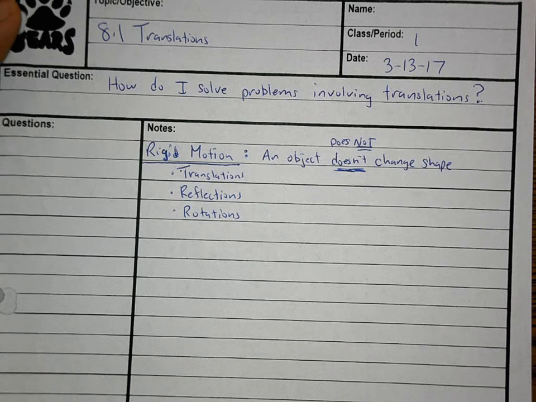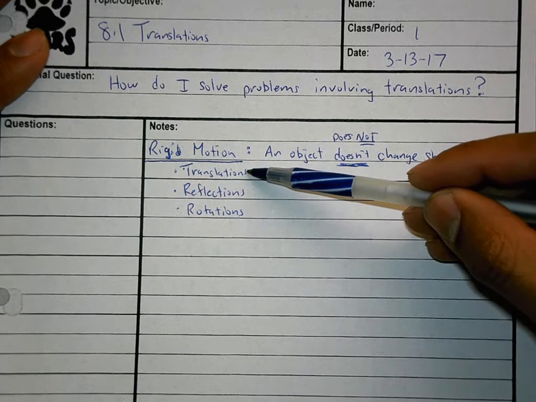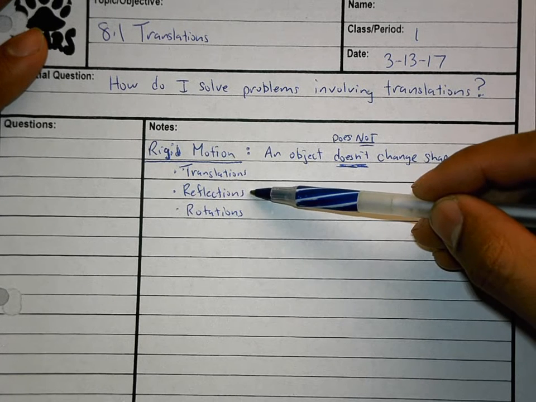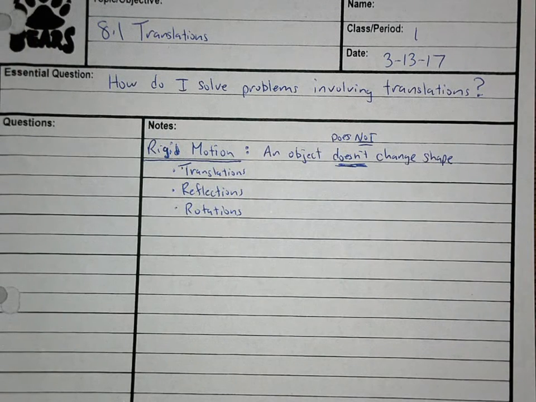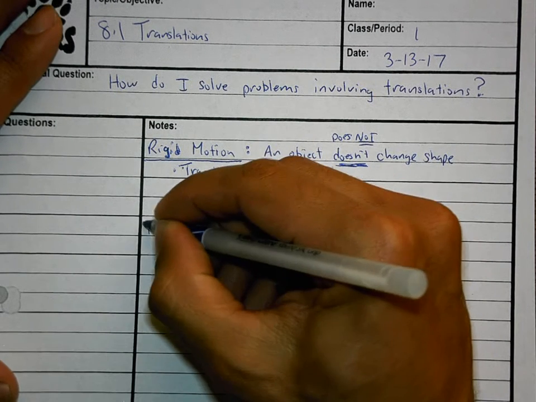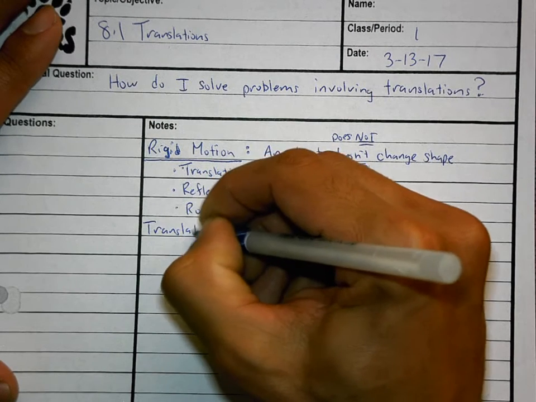So what we're going to emphasize in section 1 today is just this one here. In section 2, we're going to deal with this one. In section 3, this is what we're going to deal with. But these are all rigid motions. I want you to know that. So let's go right into what we're talking about today, and that is a translation.